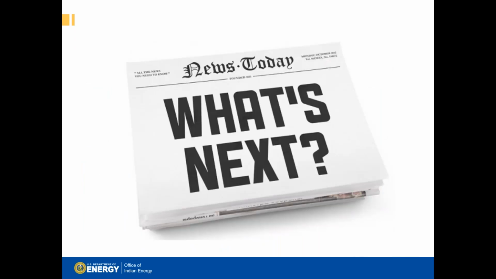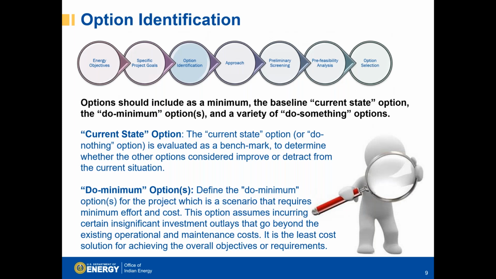So what's next? After you've identified your objectives and set specific quantifiable goals, the next step is to identify your energy options. Generally, that includes a variety of options. The first might be doing nothing, or your current state, which might be just continuing to purchase power from your local utility. The second would be doing something minimal, such as maybe adding some energy efficiency measures to the administration building to reduce energy consumption. Next slide, please.